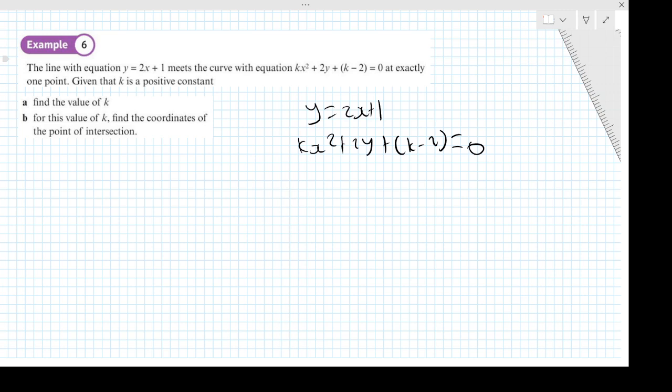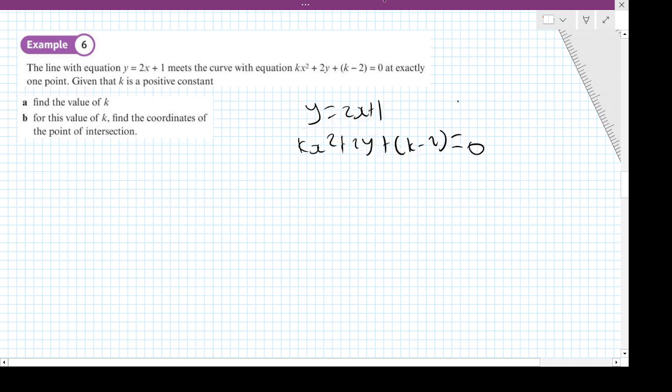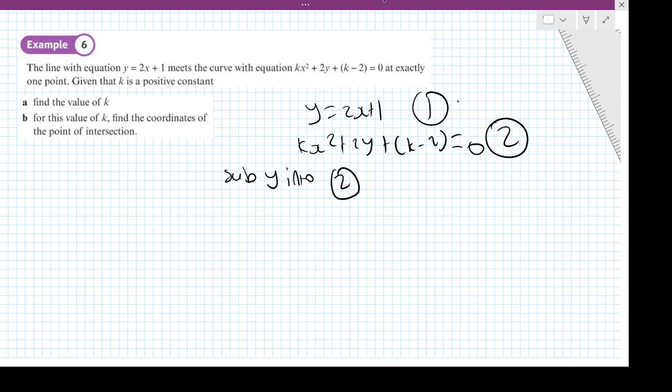Well, this is quadratic simultaneous equations, isn't it, at the end of the day? Because I can substitute y into here, and then I can get an equation for x. So if I call this equation 1 and equation 2, I'm going to sub y into 2, not into 1, because y is equation 1. That wouldn't help me if I substitute it back in. So substitute it into the other equation to get kx squared plus 2y, so 2 lots of 2x plus 1, plus k minus 2 equals 0.